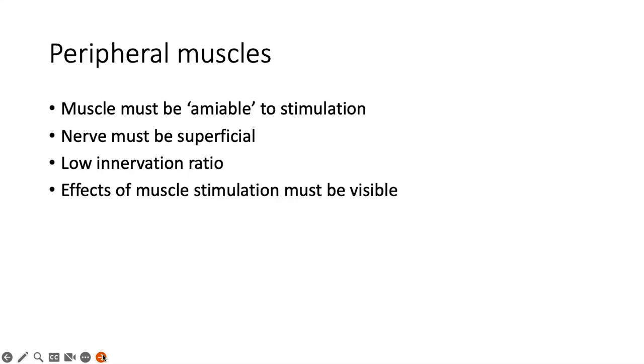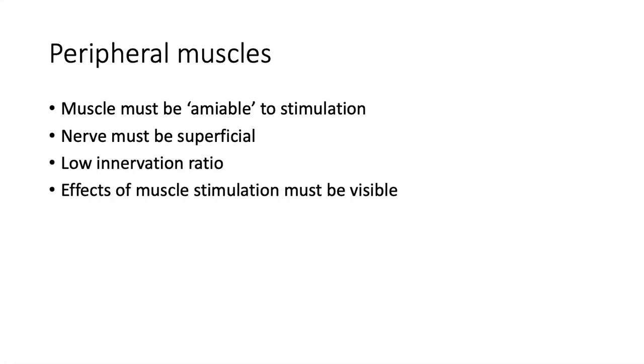It's because they are amenable to stimulation. The nerves are superficial. They have a low innervation ratio. Low innervation ratio means that I'm able to isolate that particular muscle movement to one particular nerve. The perfect example is adductor pollicis. When we stimulate the ulnar nerve, we will get flexion of the adductor pollicis. So we refer to that as a low innervation ratio.